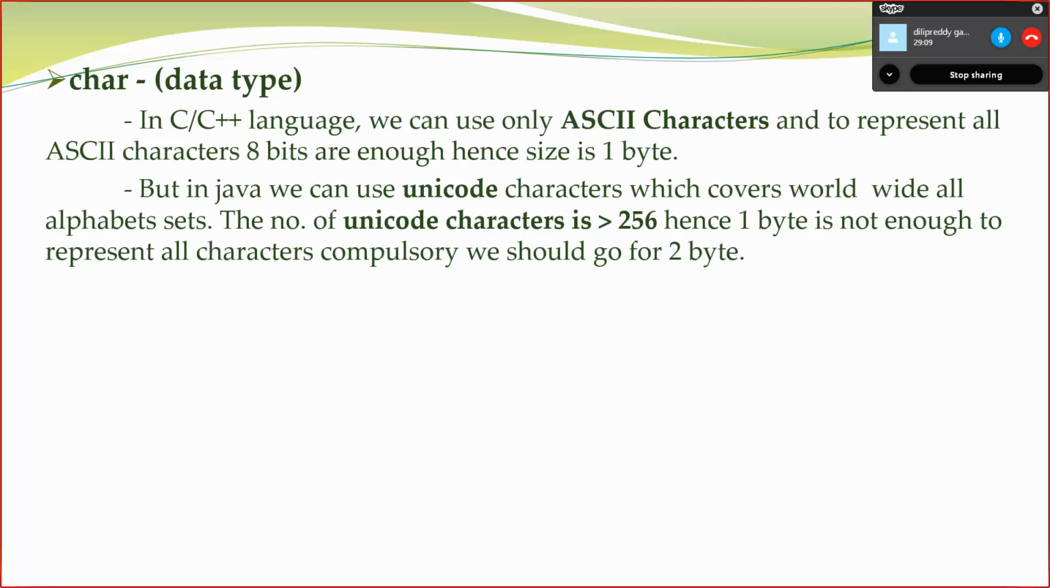Correct. So size is 2 bytes and range 0 to 65535. Why is it 0? Because a character cannot have a plus or minus sign, correct? So it starts from 0. Got it. Alright, so these are the primitive data types we have.